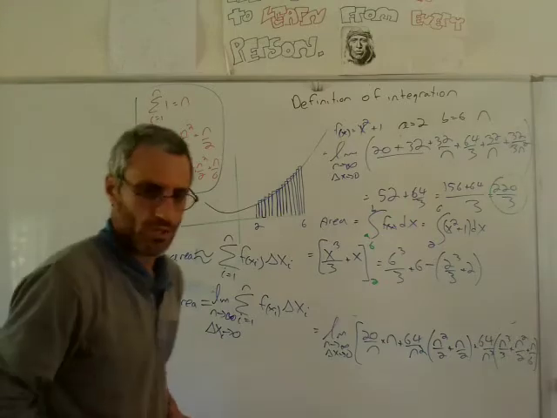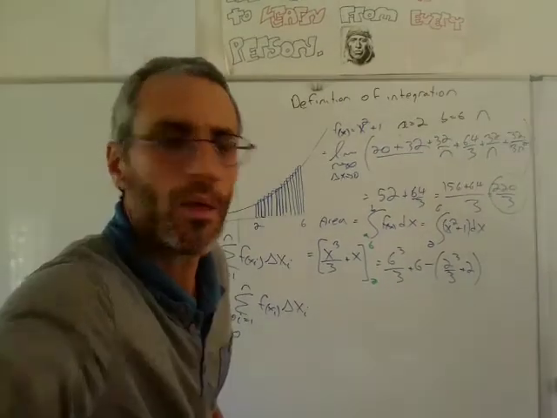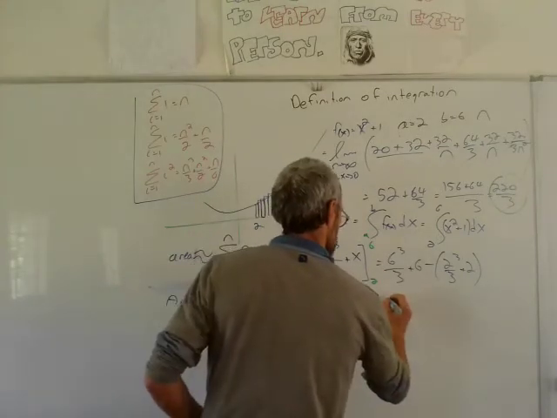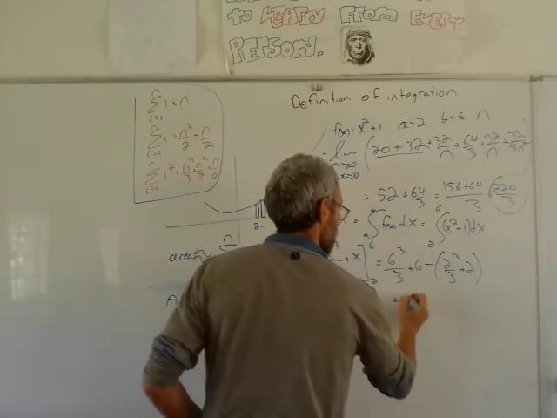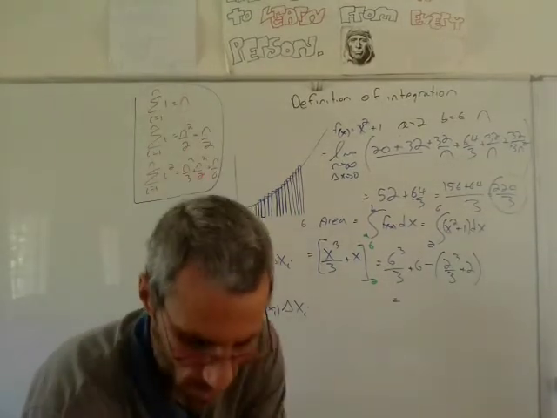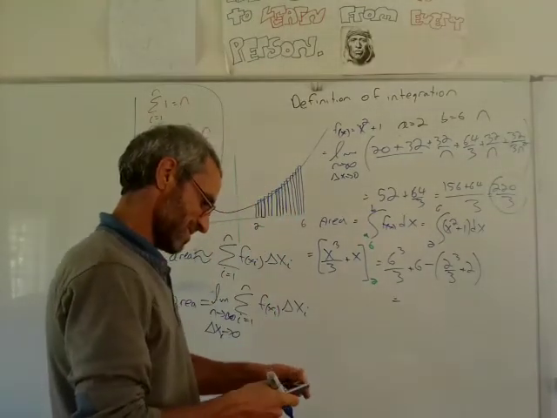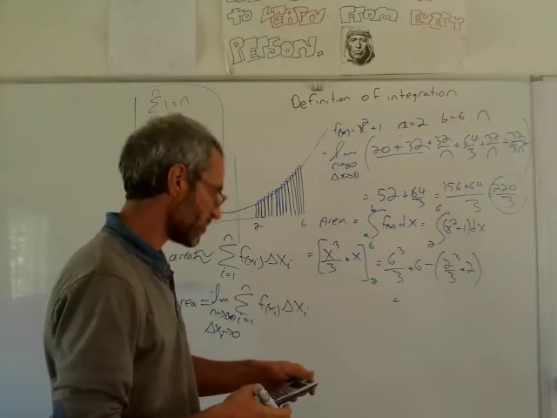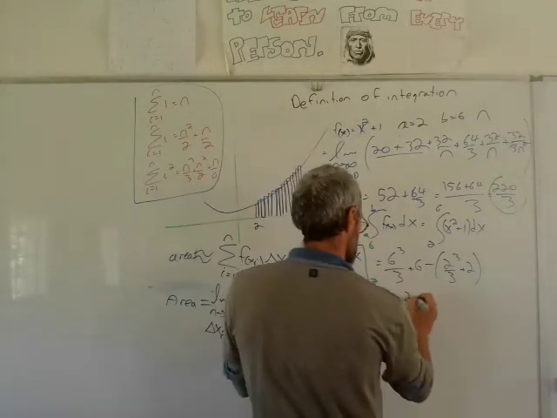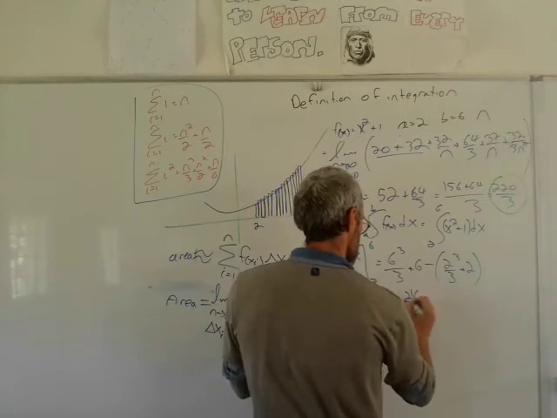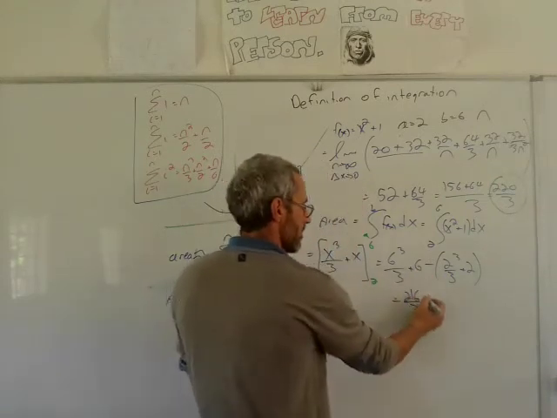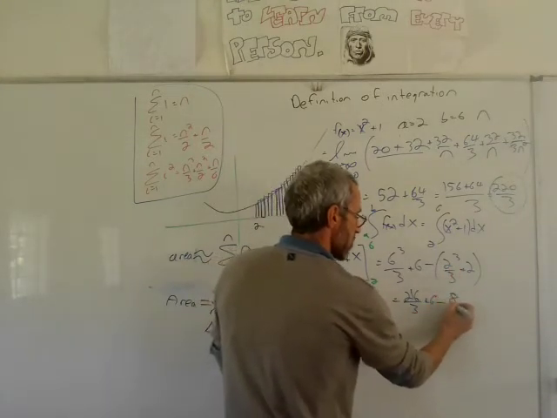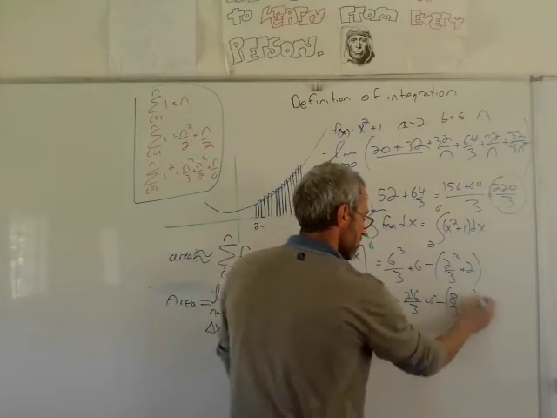Okay? All right? Let me just clear out a little bit more space. Okay, cool. You guys are working. All right. So we're going to find out how much it is. I'm going to write it down here. So 6 cubed is 216 divided by 3 plus 6 minus 2 cubed is 8 over 3 plus 2.